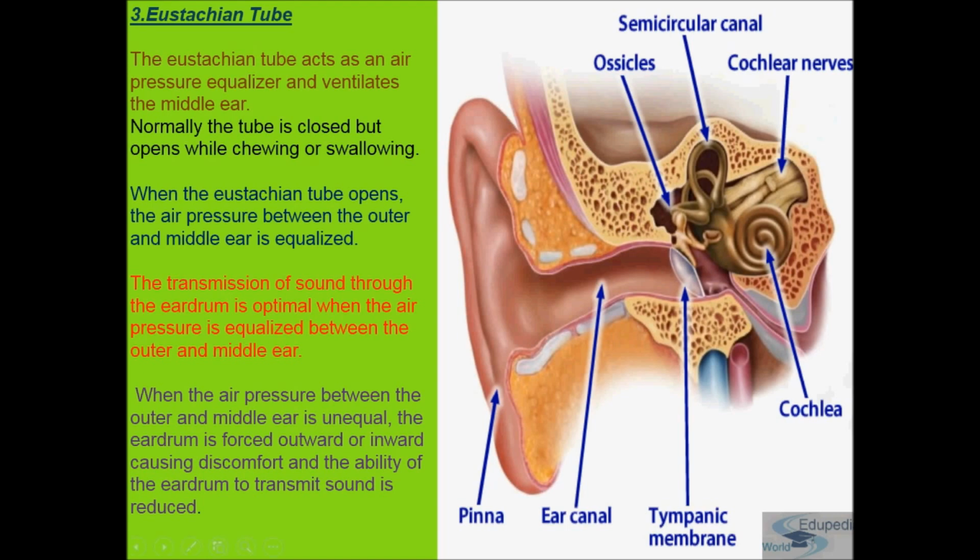Now when the air pressure between the outer and the middle ear is unequal, the eardrum is forced outward or inward, causing discomfort, and the ability of the eardrum to transmit sound is reduced. That means when the equilibrium is not established between the outer ear and the middle ear, then this tympanic membrane, this eardrum, is forced outward and inward. Okay, and it causes discomfort to the human body, and the ability of the eardrum to transmit sound is also reduced.